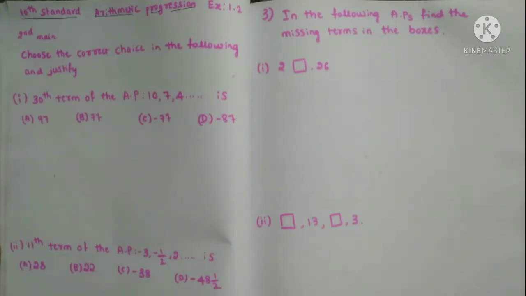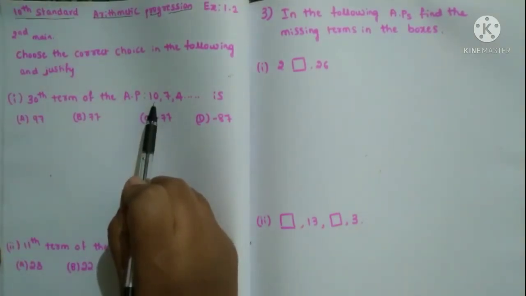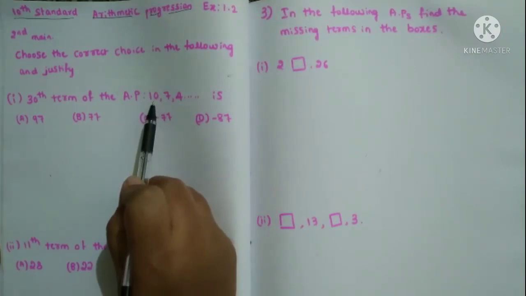Okay. Or you can use the AN formula also. If you use the AN formula, AN equal to A plus n minus 1 into D, you should write. Then if you want to use the AN formula, you should know A, D and n. Correct? So here, first term is the A. So this is the A here. First term is 10. In this sum it is 10.